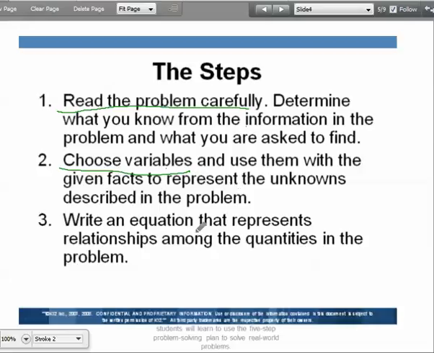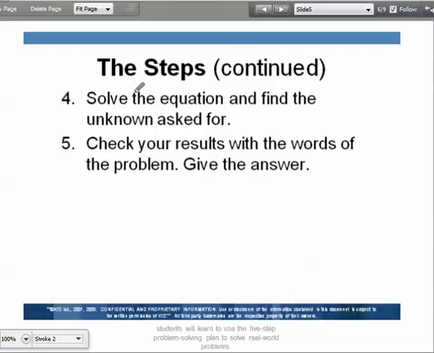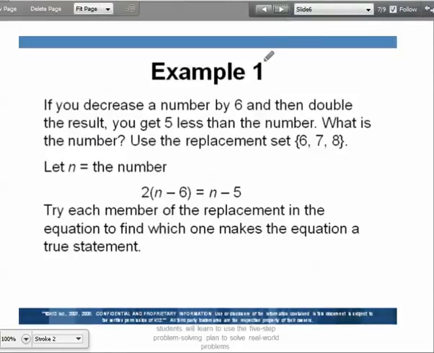Write an equation that represents the relationship among the issues that are there. Solve the equation. Find the value that you were asked for. Check your results against the word problem. Make certain it works, and you've got the answer. Let me give you an example.